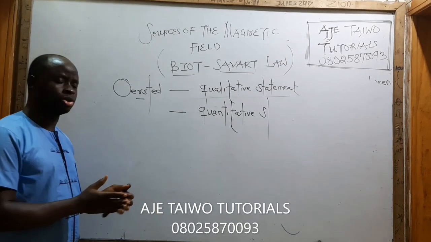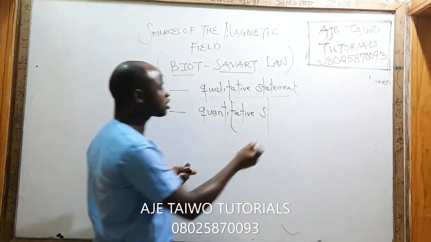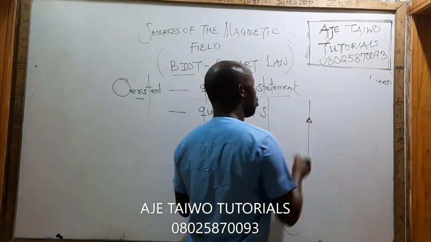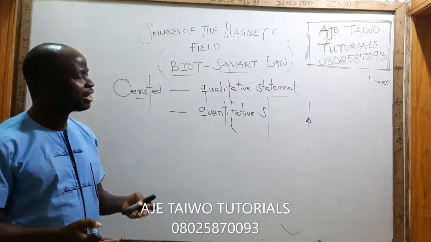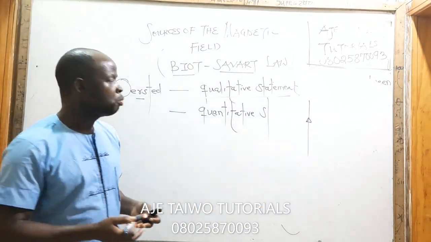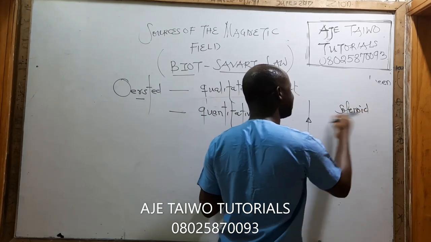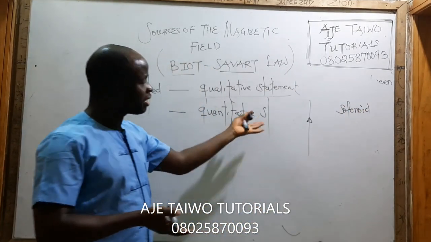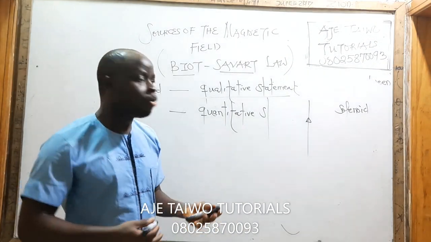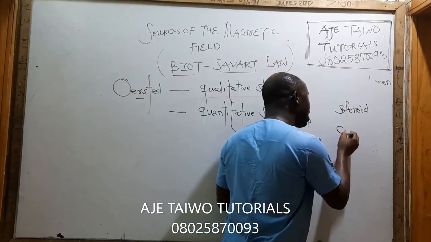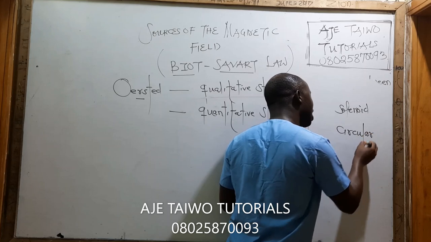Different conductors were used. We have a straight current carrying conductor. We have a solenoid. These are different coils. These are different current carrying conductors. We have a circular coil.